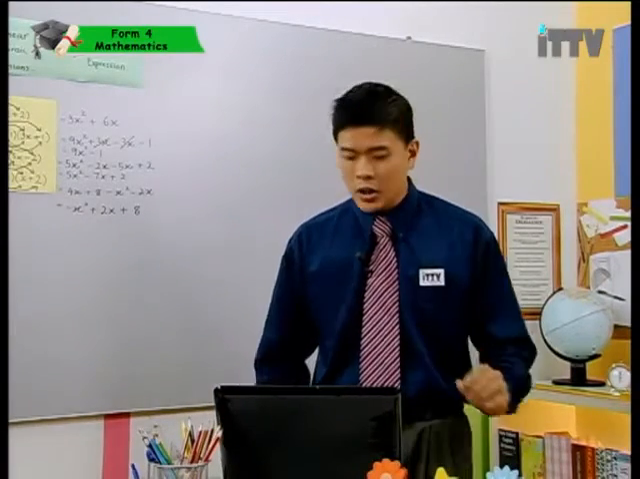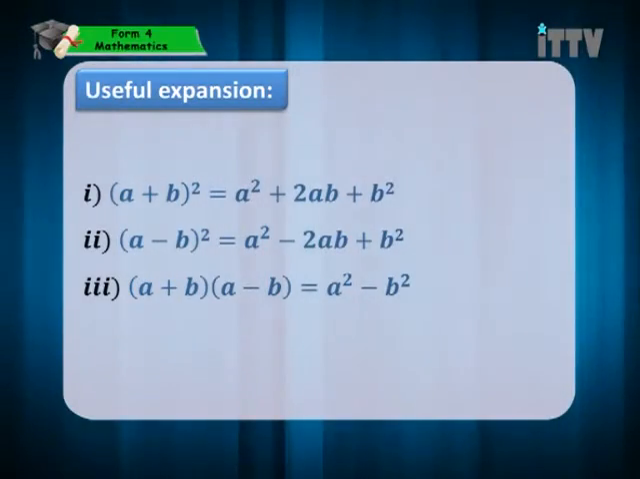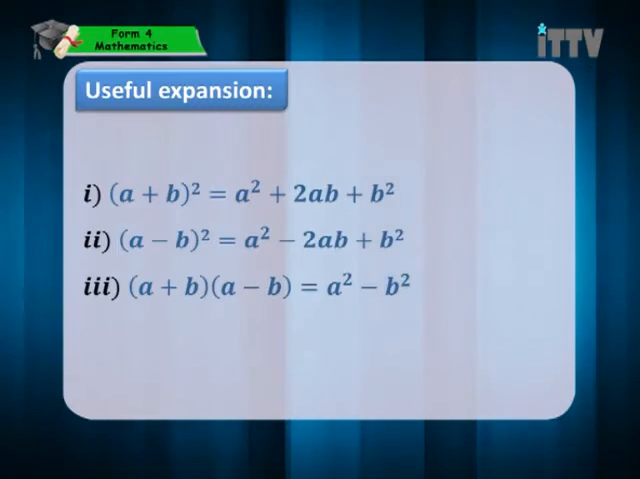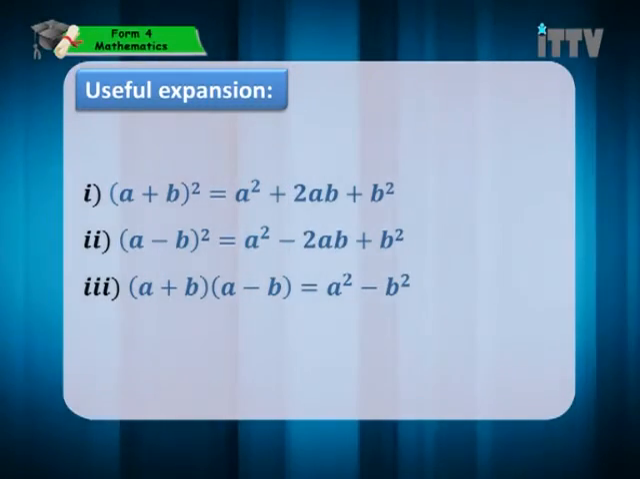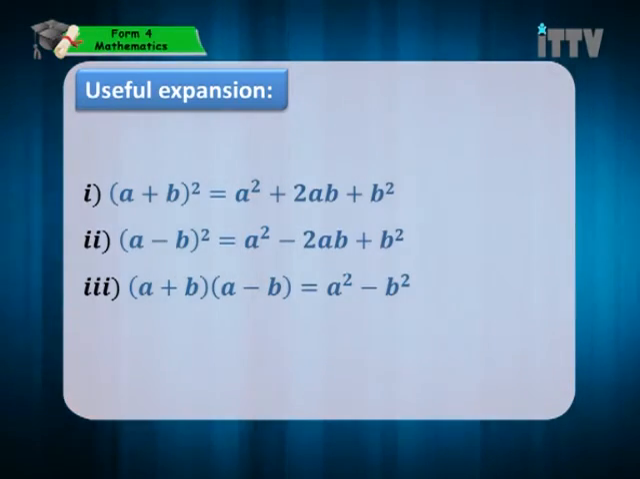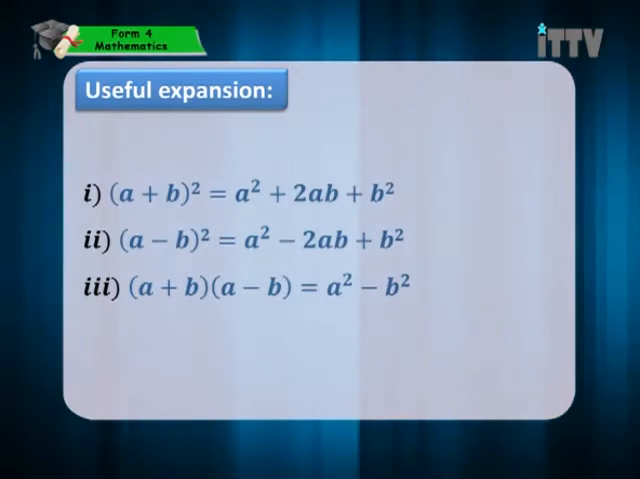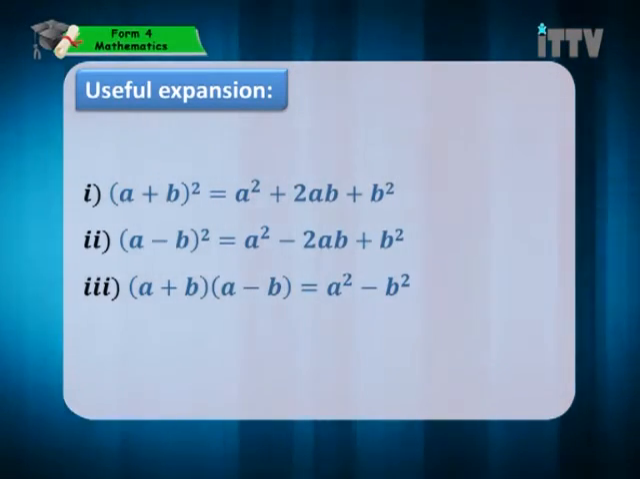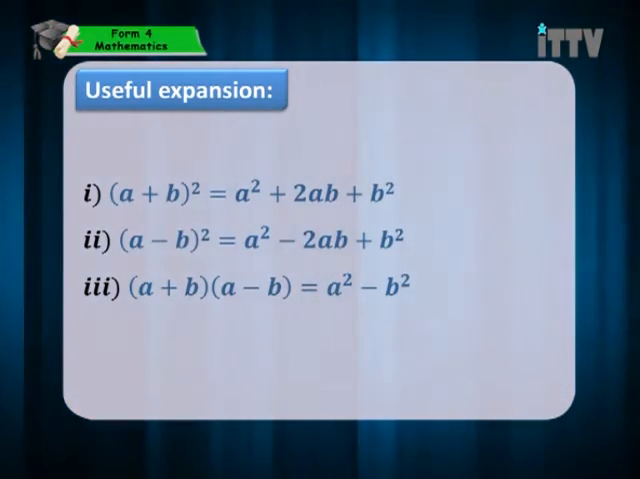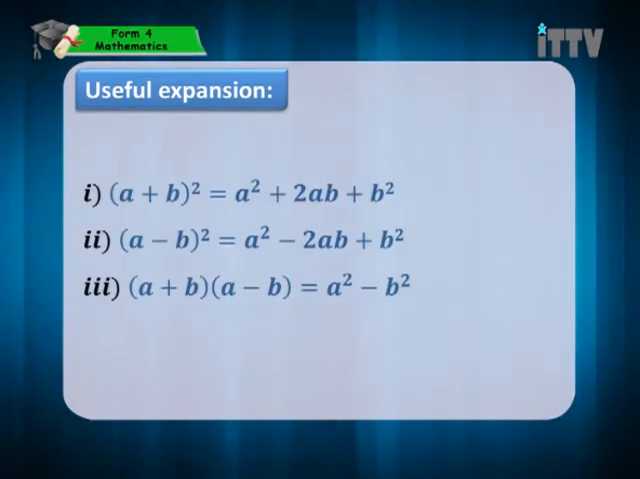And there's one more useful expansion tip, which is a plus b multiplied by a minus b. When this occurs, look at the difference. a and b are the same. The only differing thing is the sign. One is positive, one is negative. So the result of this expansion is just take the square of a minus the square of b.